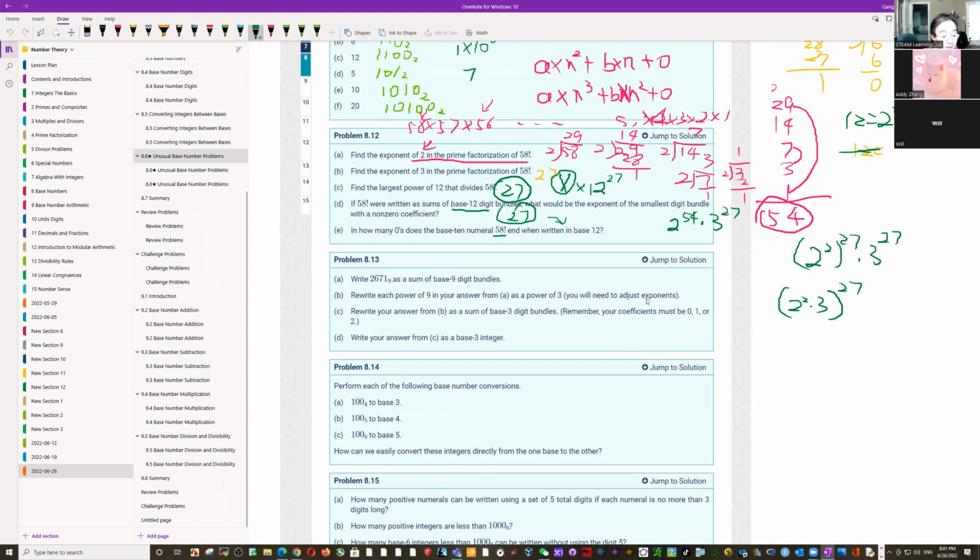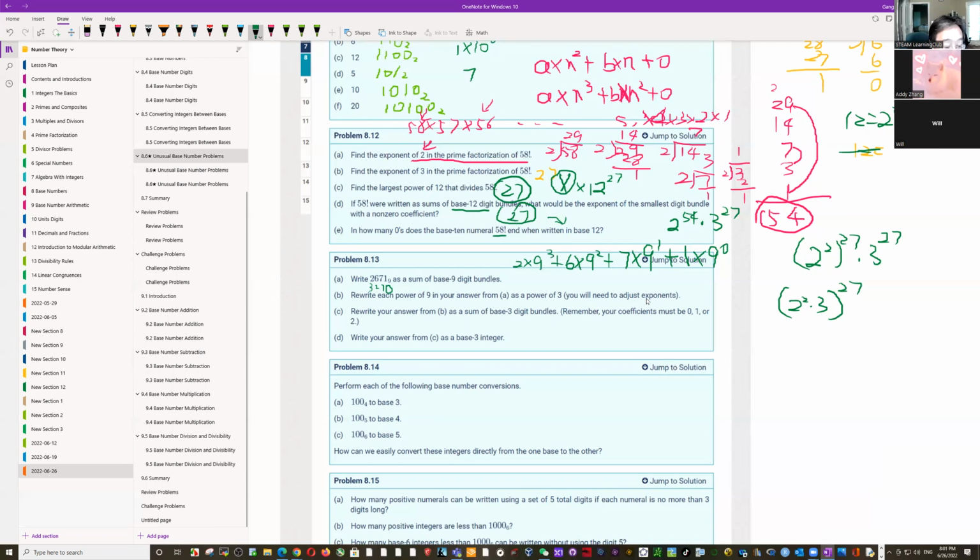So basically, this problem is actually not difficult. It's just place value expansion. You write the position values here: this is position 0, position 1, 2, and 3. So 3 is the top position. So 2 multiplied by 9 to the 3, because 9 is the base, plus 6 multiplied by 9 squared, plus 7 multiplied by 9 to the first, plus 1 multiplied by 9 to the zero. So that's the way we write it as 9 digit bundles.